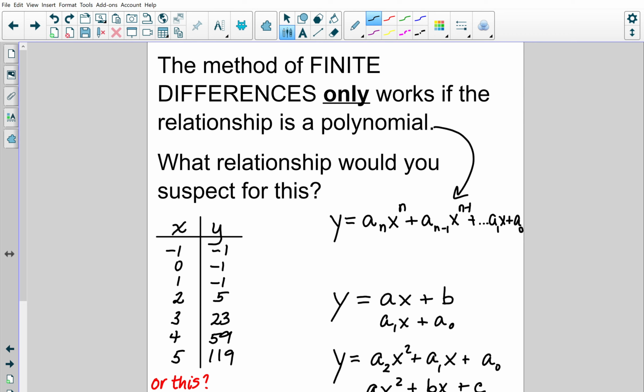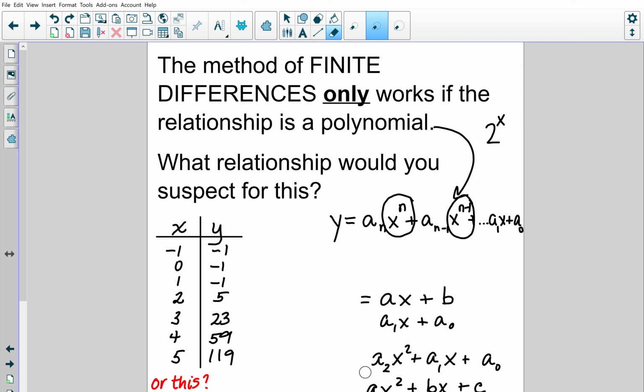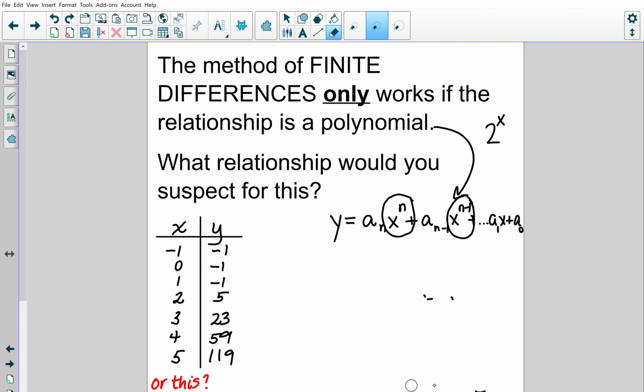But a polynomial is this form, okay, where you have x's with exponents. Not to be confused with exponential functions, where the x is in the exponent. Okay. So I'm going to ask you to take a look at this one and say, what type of function do you think is modeled with this?